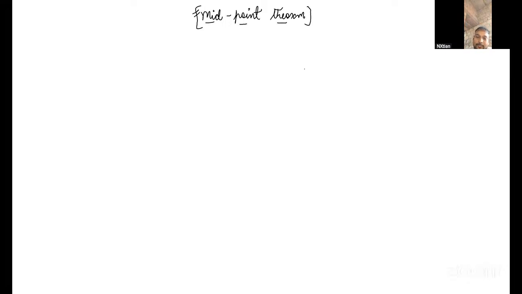Okay, so now basically midpoint means the point which is mid. For example, if there are two coordinates, like this is A and this is B, and its coordinate is x1, y1, and its coordinate is x2, y2. Midpoint is the point on the line that divides the line in the ratio of 1 is to 1.